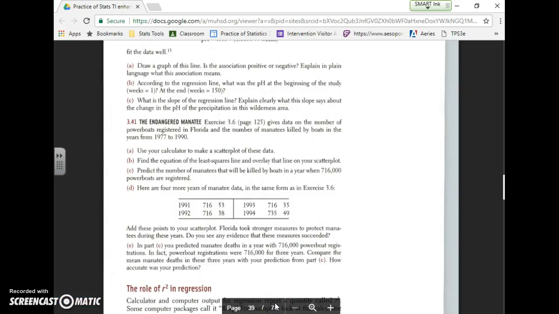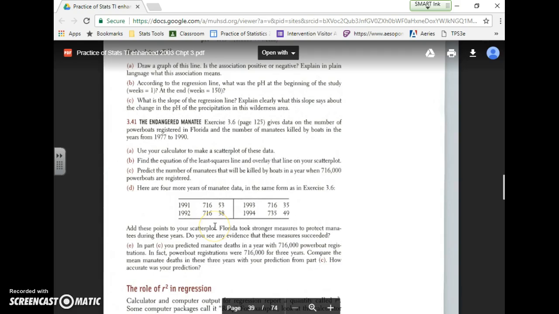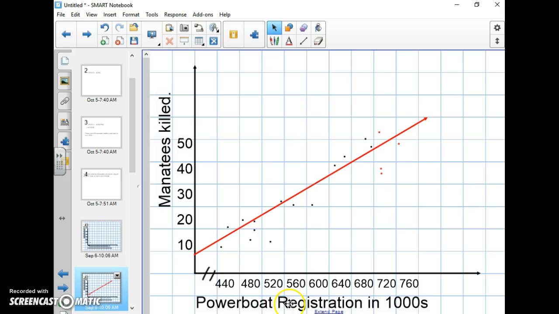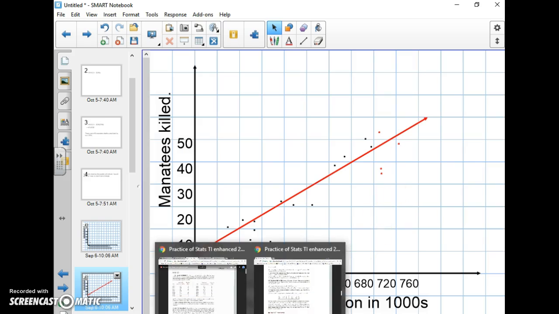Now, part D also mentions, after you add these points, that Florida took stronger measures to protect manatees during these years. Do you see any evidence that these measures succeeded? So, visually, these 4 points got added. Visually, I would say these 2 years seem pretty successful. This is actually the first year, 1991. This is 94. So in between there was some success, but as you can see, the numbers started increasing again. So visually, I would have to say no. I don't think those measures did anything for the manatees, and it's basically the same thing that happened before.